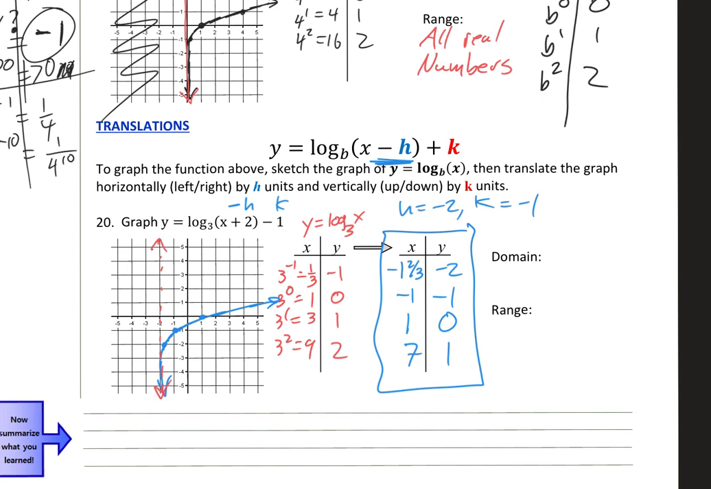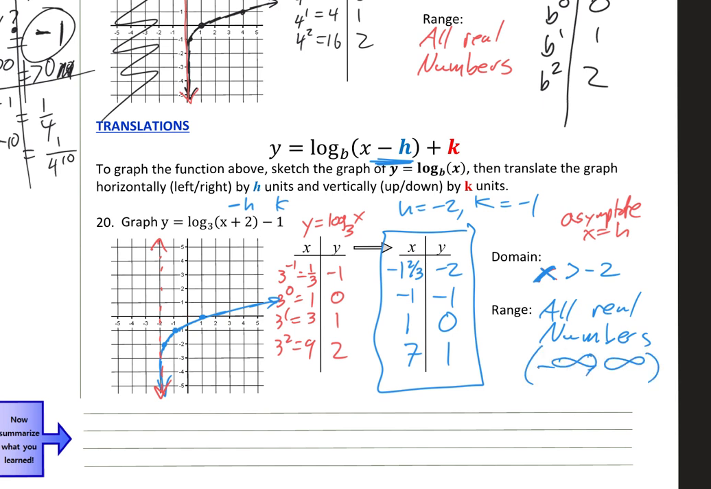It turns out that the asymptote will always just be x equals whatever your h is. So remember, my h is -2 because it's the opposite of how it looks. And so that's how I knew that I have an asymptote there at -2. What's the domain? Now that I have it sketched, I can see the domain is x values greater than -2. And the range is still all real numbers, which, by the way, you could write as all the values from -infinity to +infinity. That's fine.